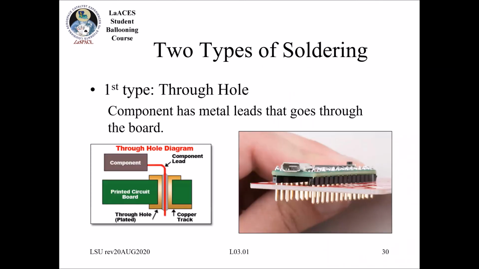So there are 2 different types of soldering, and we've been talking about this. This is an example of what I keep calling through hole, which means that the component has metal leads that go through the board. You can see that the part is going through the board, and then you solder on the bottom of the board in order to hold that part in there.